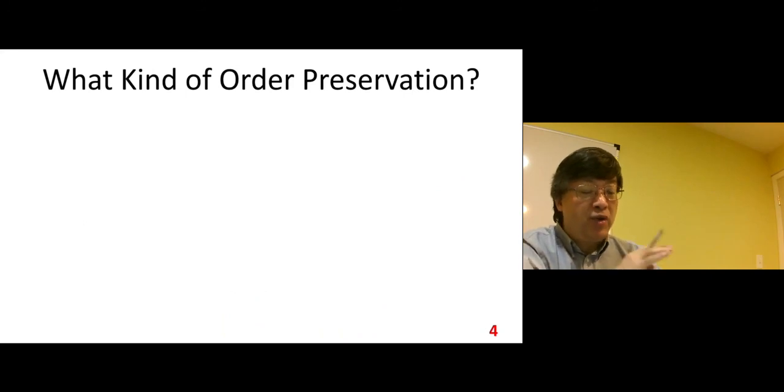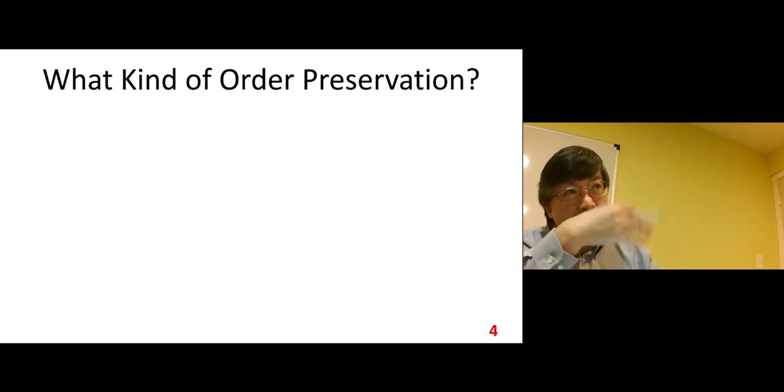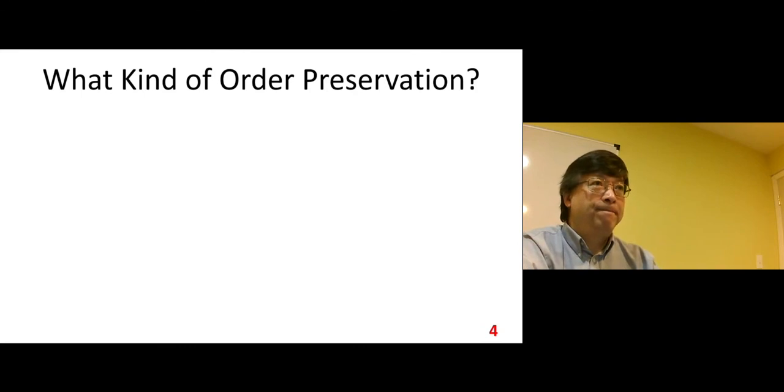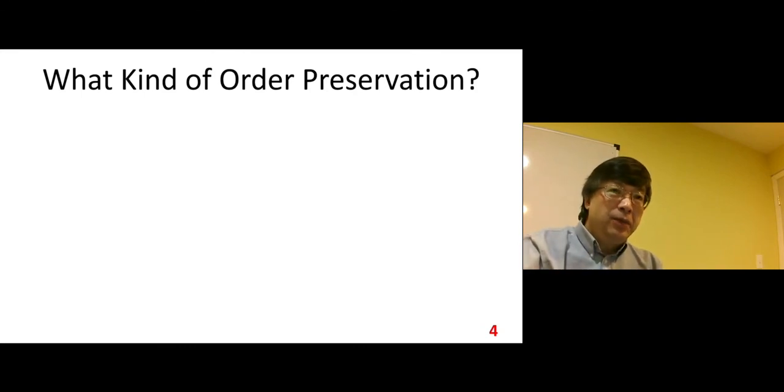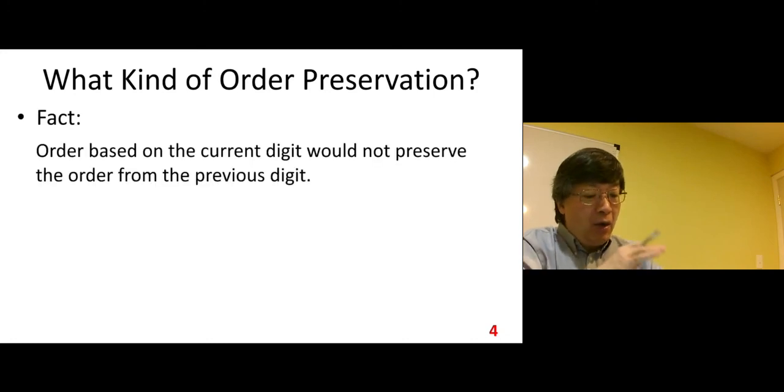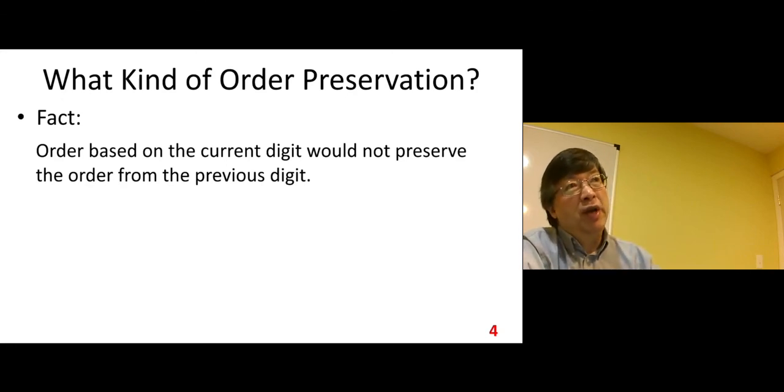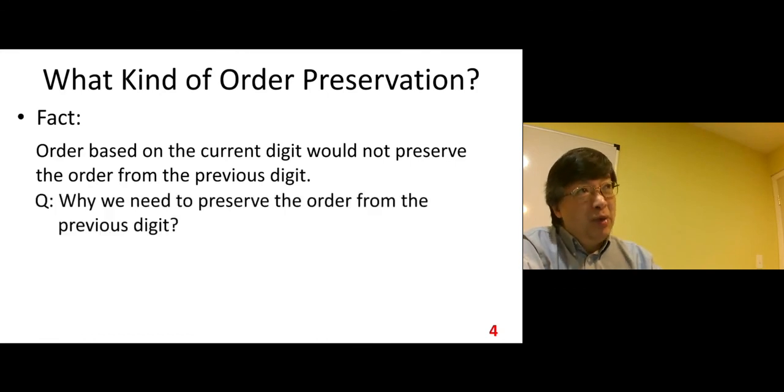What kind of order preservation? Let's study the order preservation, because we may need that. The fact is, order based on the current digit would not preserve the order from the previous digit. So definitely you cannot. But we must preserve something, right? Not nothing, something. Although not the whole thing, but something. That's what we need.